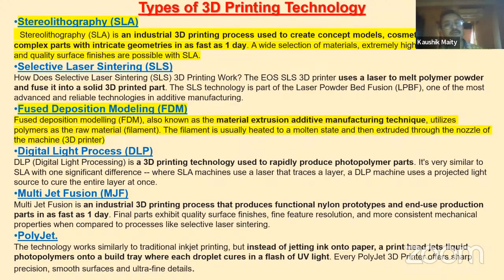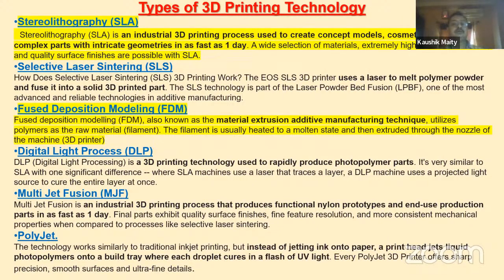One is stereolithography, which is basically the purpose of printing. It's a stereolithography technology, an industrial 3D printing process. It is used to create concept models, complicated models, because it is very soft. The resins are very soft. SLA materials are very soft. You can create a wide range of material, high temperature, low temperature, and use that.